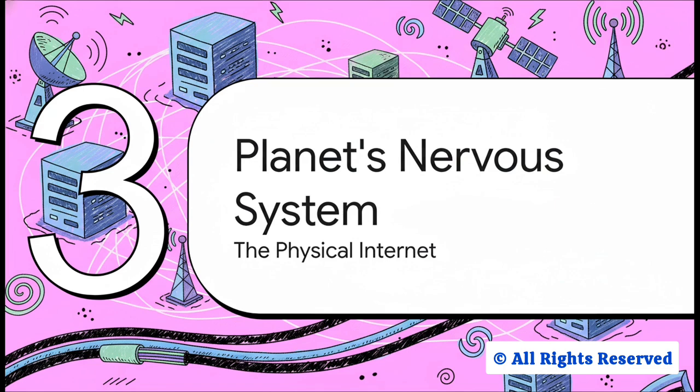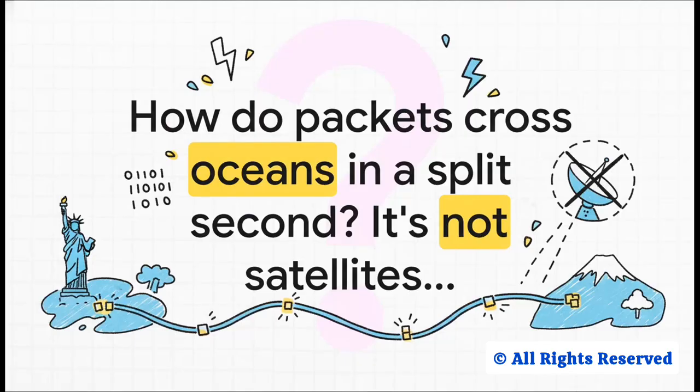So, we've been talking about this digital journey, but what's really mind-blowing is that none of it is possible without a massive, and I mean massive, physical infrastructure. We always think of the internet as this invisible cloud, right? But in reality, it's more like a physical nervous system for the entire planet. So that brings up a huge question. How does a packet actually cross an entire ocean in a split second?